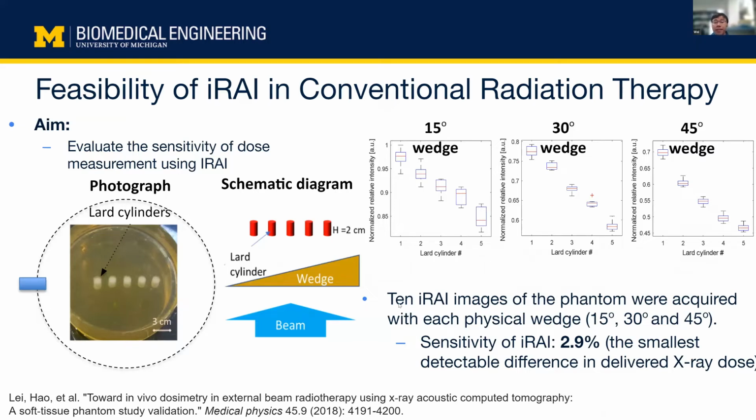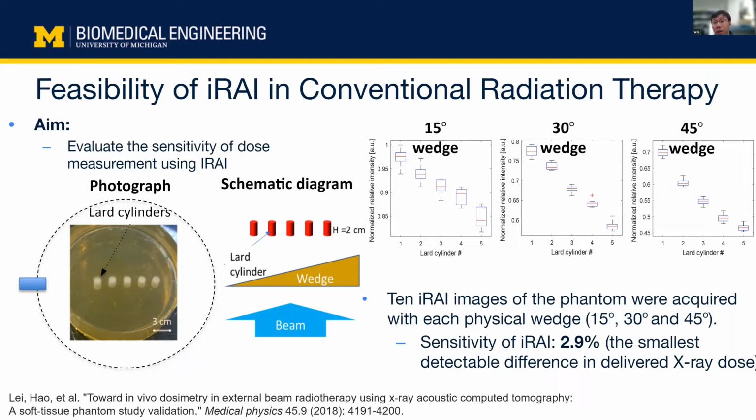So for using this prototype image system, we're evaluating the sensitivity of the dose measurement using ionizing radiation acoustic imaging. First, we are using several different Lucite cylinders embedded in gelatin to simulate a tissue environment. And then we use different degrees of physical wedges to attenuate the radiation dose so that we can have a different dose around the cylinder direction.